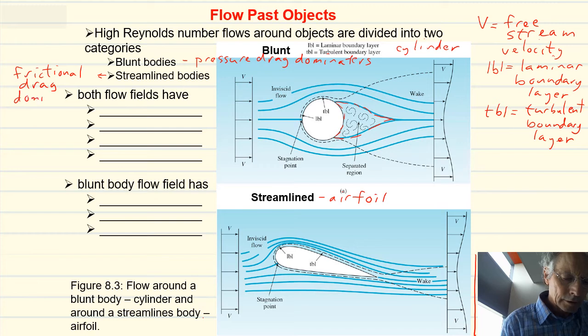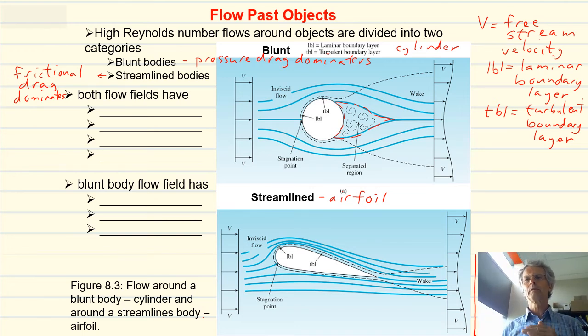dominates. Okay, so pressure drag is the drag force in the direction of the flow that is created by pressure differences on the upstream and downstream face of the object. Frictional drag is just the net force in the direction of flow that is produced by the action of a shear stress on the surface of the object. Okay.